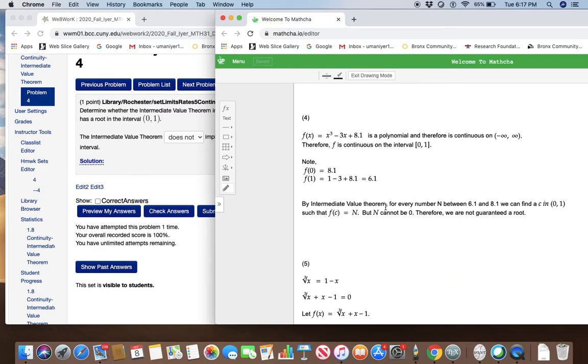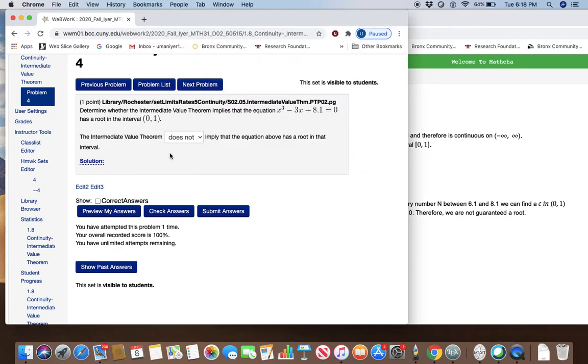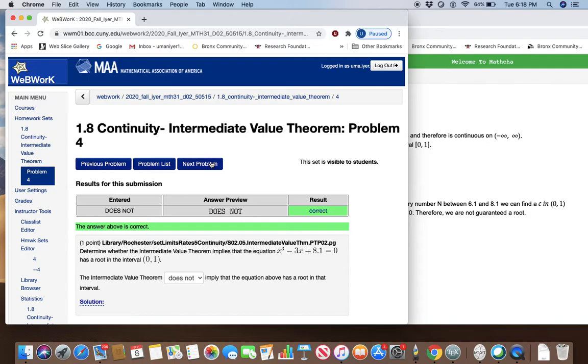This tells me by the intermediate value theorem, for every number between 6.1 and 8.1, we can find a c in the open interval 0, 1, such that f(c) is n. But between 6.1 and 8.1, you cannot find 0. Therefore, you are not guaranteed a root. It does not imply that the equation has a root. All right, next.